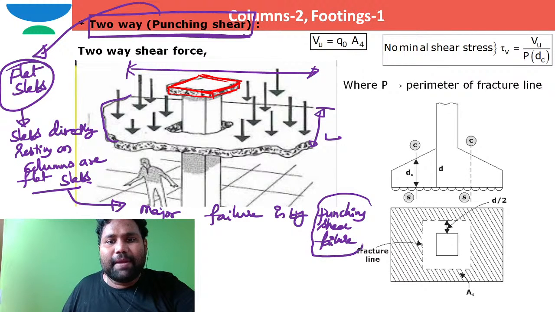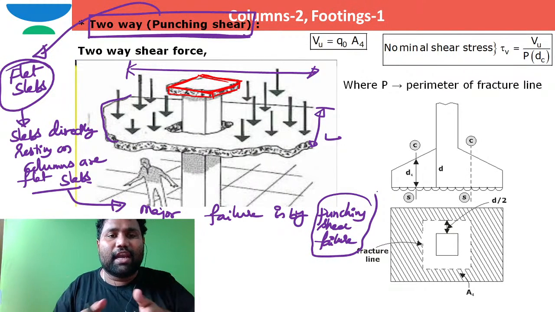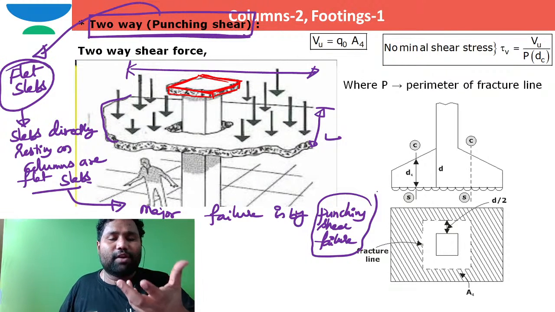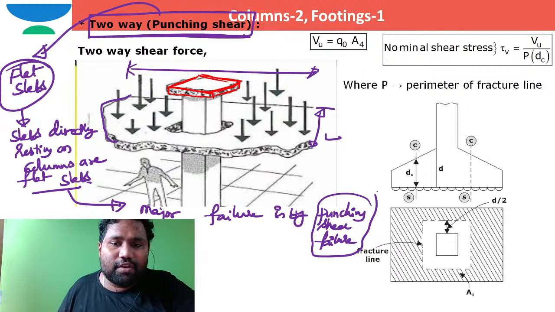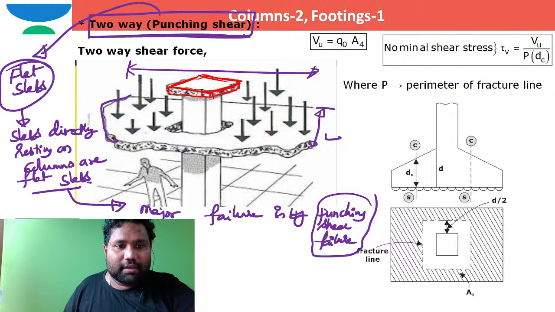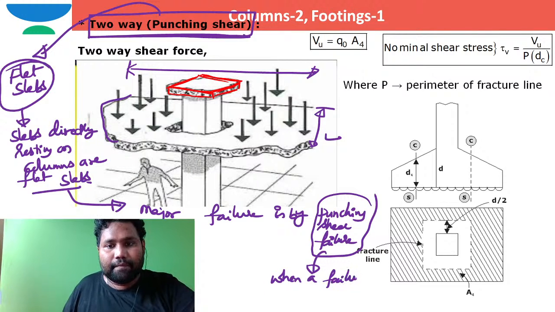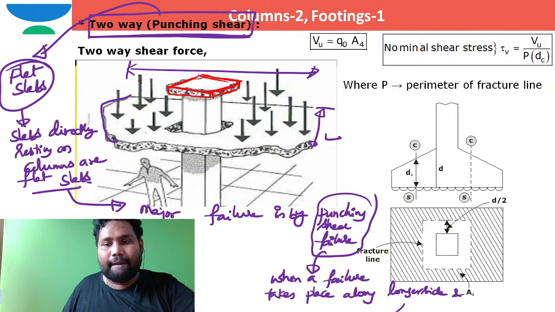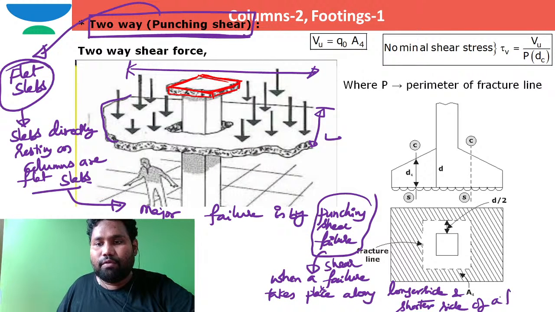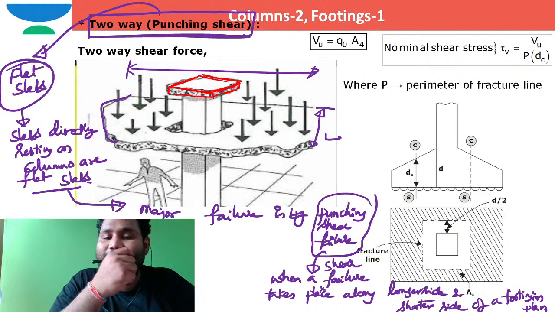Shear failure taking place along the longer direction and shorter direction of the footing in plan, such type of failure is nothing but punching shear failure. So let me write that. When a shear failure takes place along the longer side and shorter side of a footing in plan, such type of failure is nothing but punching shear failure.